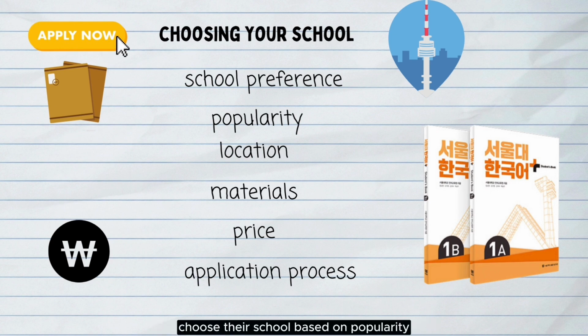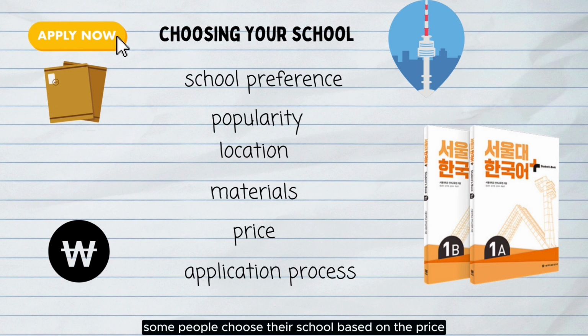But some people choose their school based on popularity, so maybe a really well-known school like Seoul National or Yonsei. Some people choose their school based on location. They already have a city they want to live in. So me personally, I chose my school because I knew I wanted to live in Gyeonggi-do, so I searched for language schools in Gyeonggi-do. Some people are used to using certain materials and certain books, so they want to stick with schools that use those same materials.